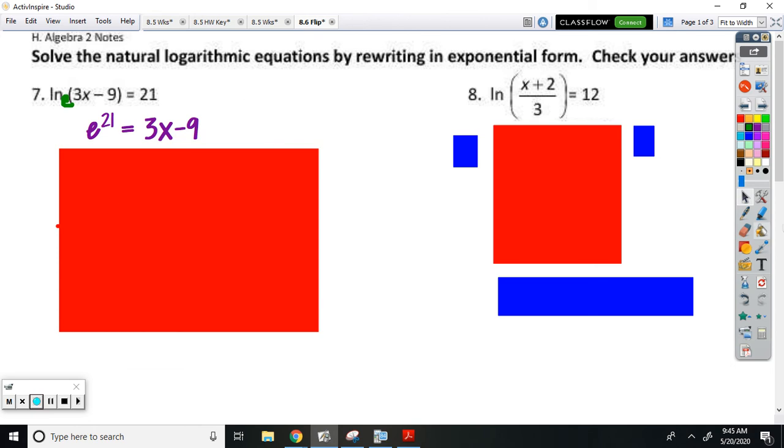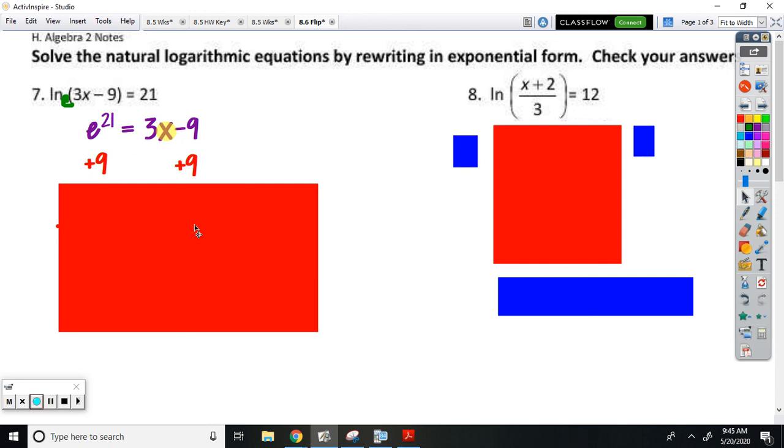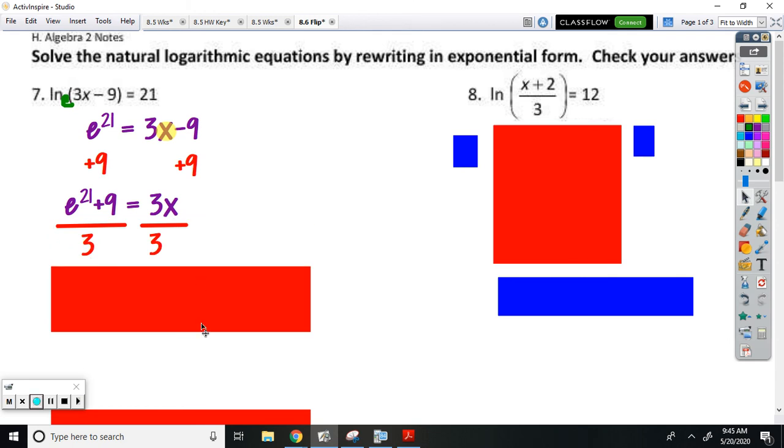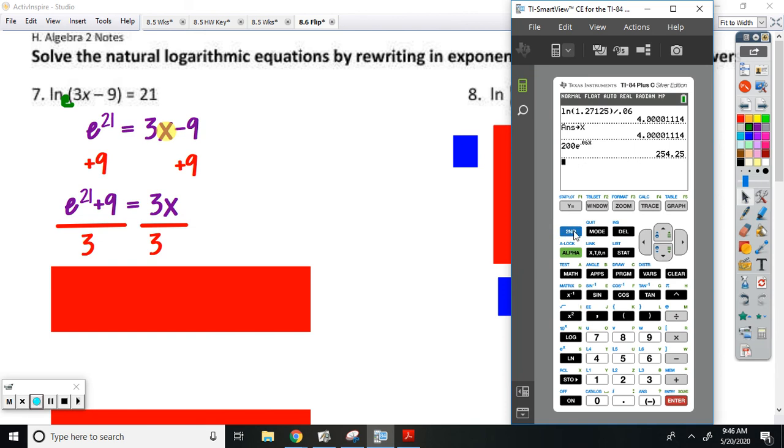And then all we need to do to solve this is use inverse operations to solve for x. So we need to undo subtraction with addition. We then need to undo multiplication with division. And then this goes into our calculator pretty much as is. Second ln gets me the e caret button, so we'll type in 21. Arrow over to get your plus 9. I would hit enter first, then divide by 3. Otherwise, you should put a set of parentheses in there.